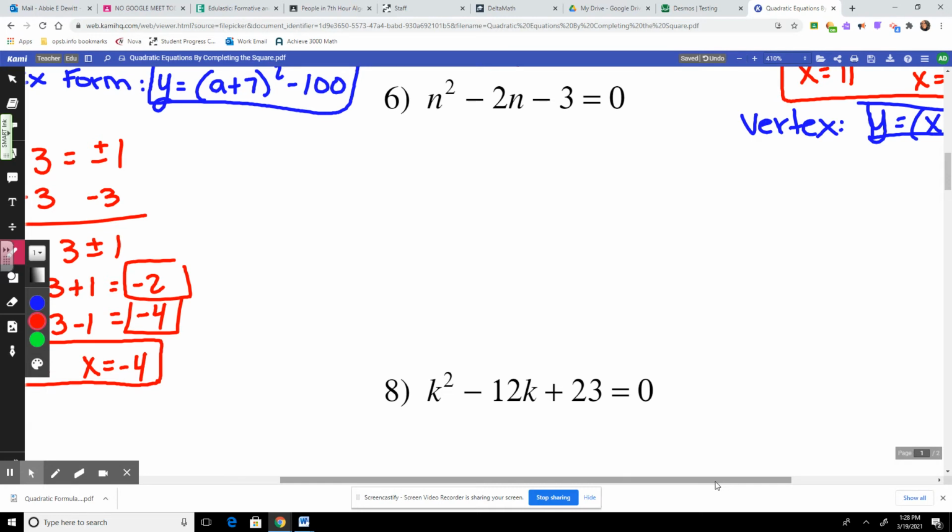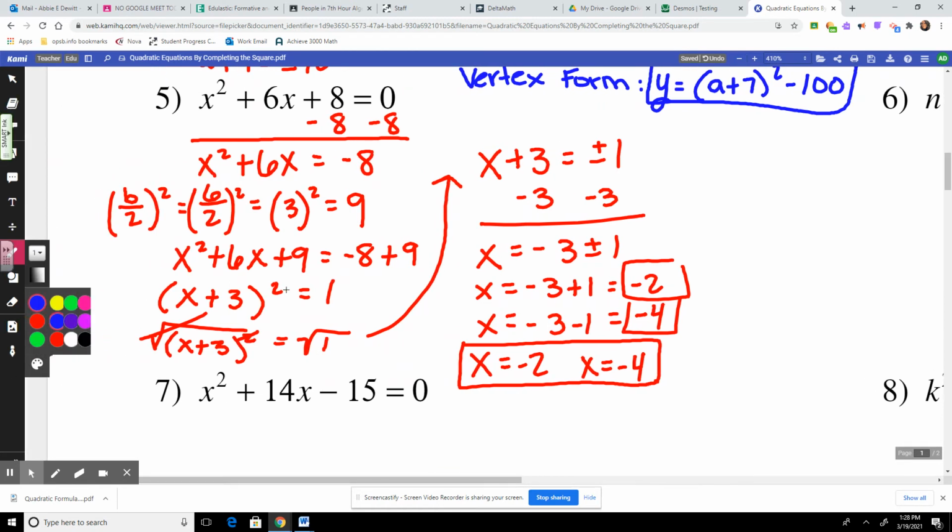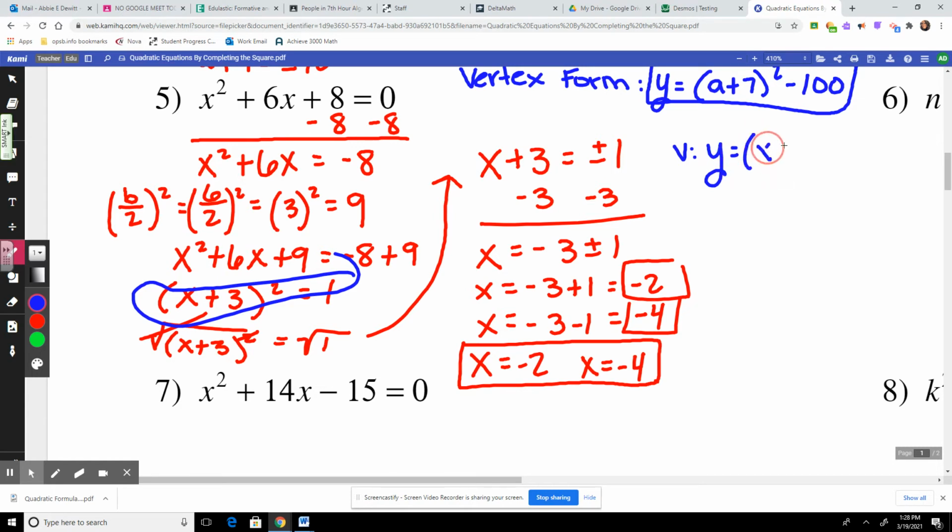All right, number 6. Oh, I didn't write the vertex form. Vertex form. I'm going to use step 4 here. X plus 3 squared equals 1. So the vertex form is y equals x plus 3 squared minus 1. That is the vertex form.